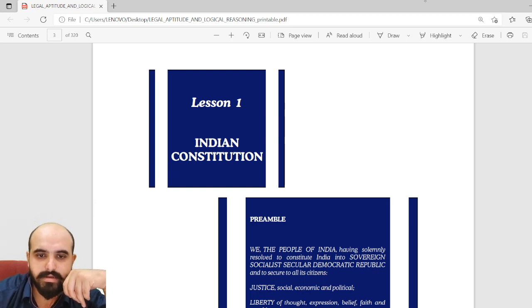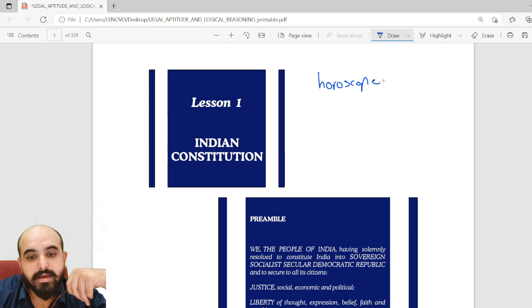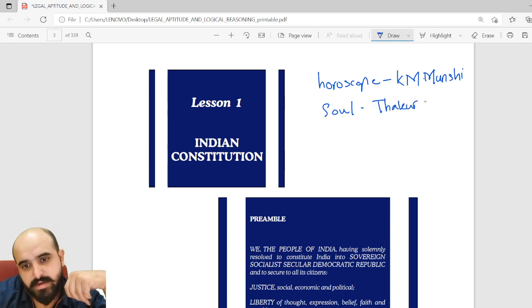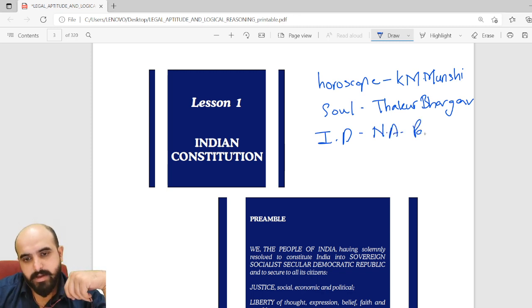It is called the horoscope of the Constitution by Shri K. M. Munshi. It is called the soul of the Constitution by Thakur Bhargavji. And it is called the ID card by Sir N. A. Palkiwala.